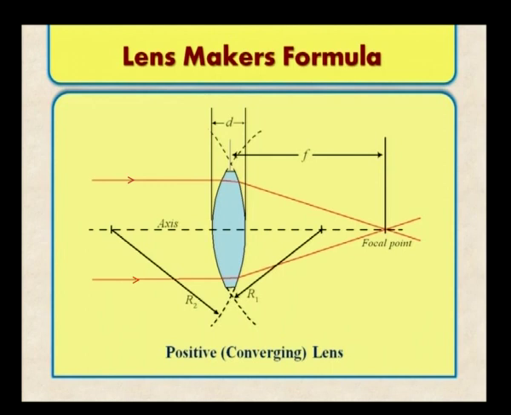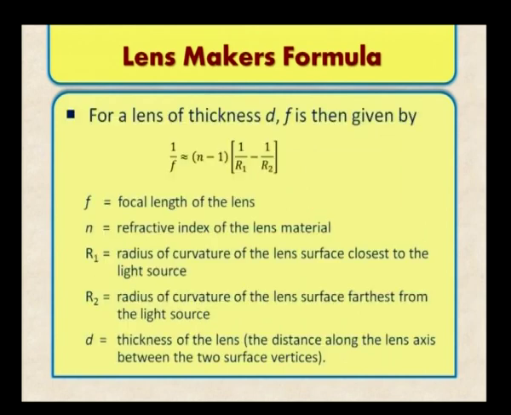As far as we are concerned with respect to defects of images, let us move forward. For a lens of thickness d, the focal length can be related to R1 and R2 using this formula, known as the lens maker's formula, which goes as follows: 1 by f is equal to (n minus 1) into (1 by R1 minus 1 by R2), where R1 and R2 are the radii of curvature.